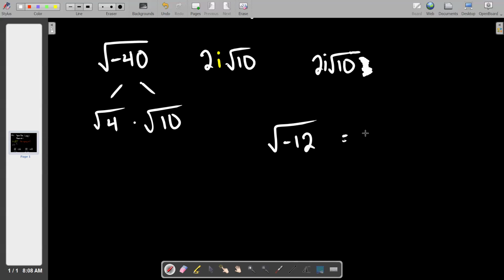It's a perfect answer. 2i root 3. And at this level, like if you were algebra 1, I would require you to show the trees. Like at this point, we've done this before. So if you can do the trees in your head, I'm not going to balk at that or complain about that.